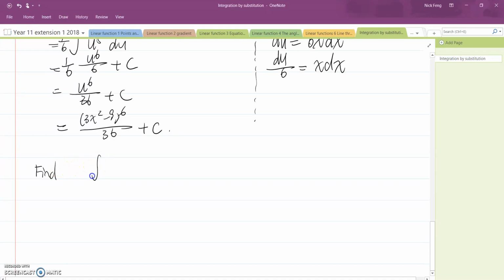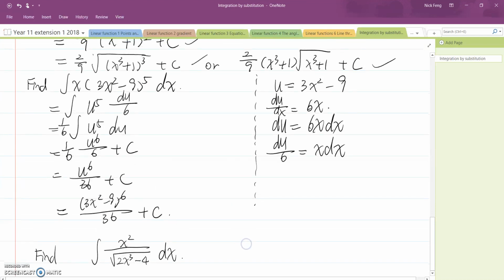Find the integral of x squared over the square root of 2x cubed minus 4, dx. Now this time it's pretty much the same, but it just looks a little bit more complicated. If you rewrite the bottom part as the power of negative a half, that is pretty much the same as what we did here, instead of the power of 5.